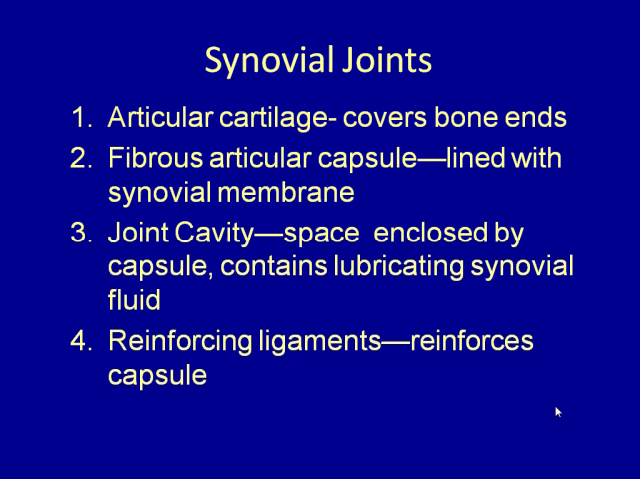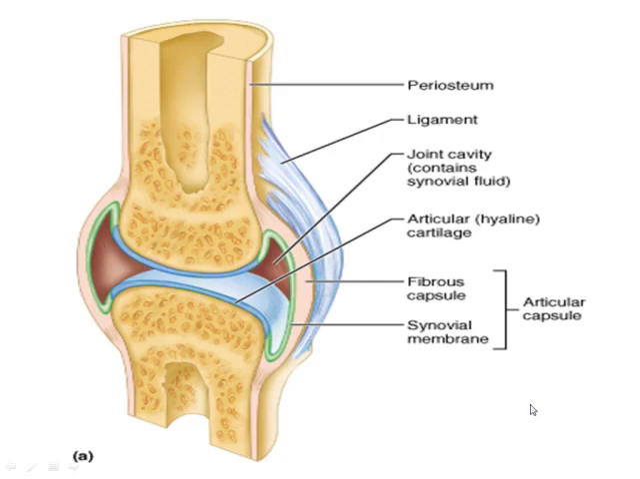And many of the joints have reinforcing ligaments. Ligaments, remember, hold bones together, and some of these are incorporated into the fibrous articular capsule. Some of them are outside or inside the capsule, but they help reinforce the capsule and strengthen the joint.